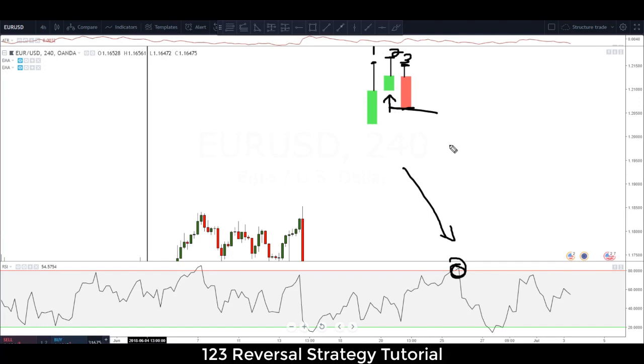Now this strategy works really well on a couple of different pairs. I am going to share with you guys my favorite pair for this strategy with this specific entry. That way you'll have something to get started on when it comes to your back testing. And also, I'm going to show you two different entry reasons for this strategy.